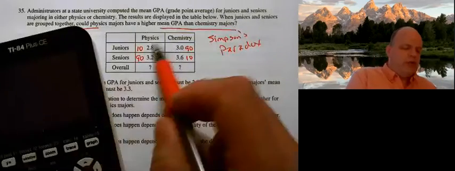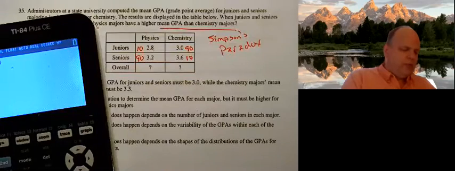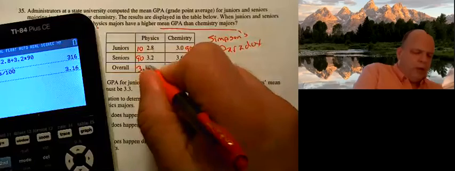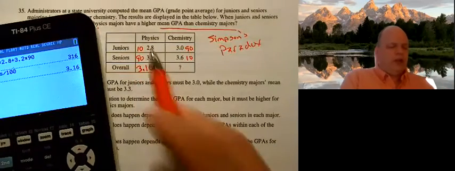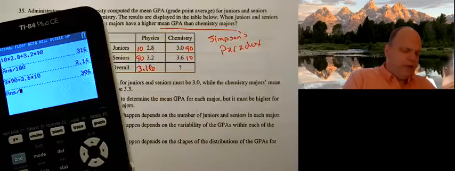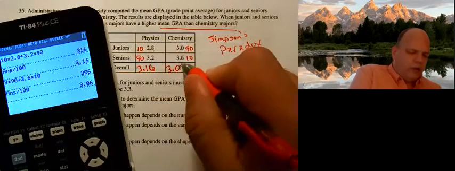So let's figure out what the GPA for the chemistry majors are. Well, on average, 10 times 2.8 plus 3.2 times 90, and I divide it by 100, and I end up getting a GPA of 3.16. So that's their average GPA. Here, it was 3 times 90 plus 3.6 times 10, and I divide that by 100, and I find out that the average GPA is 3.06.